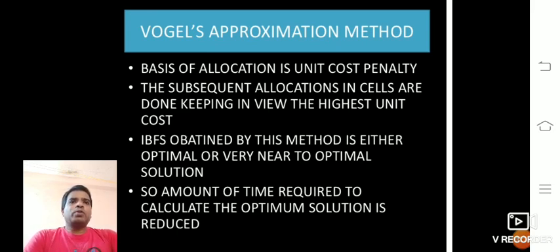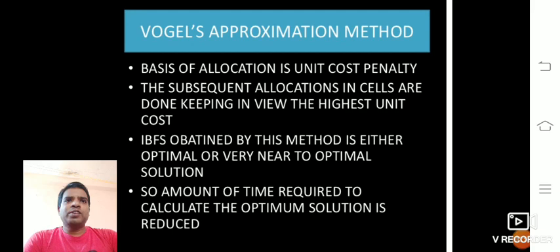In this Vogel's approximation method, we are going to start the allocation process by finding the penalties. How we are going to find the penalties, I will tell you while discussing the problem.